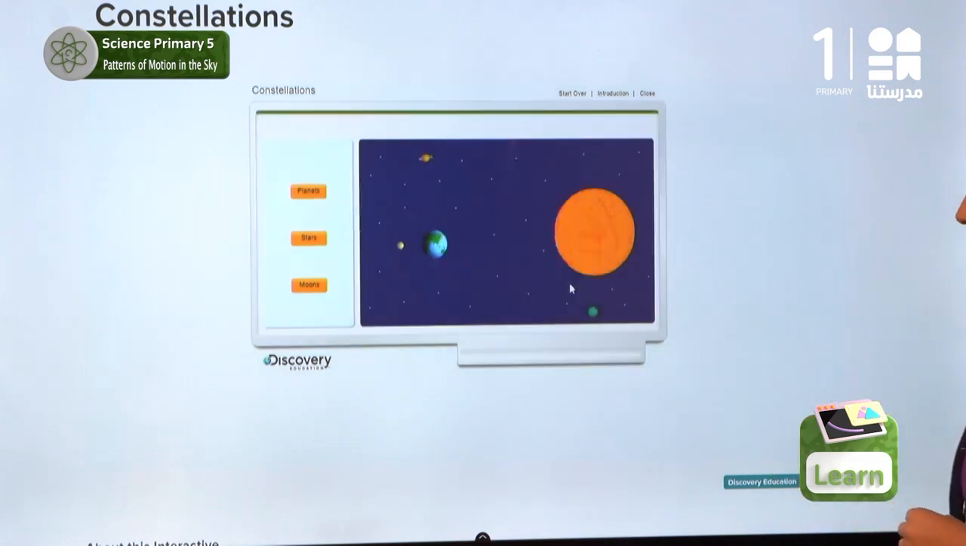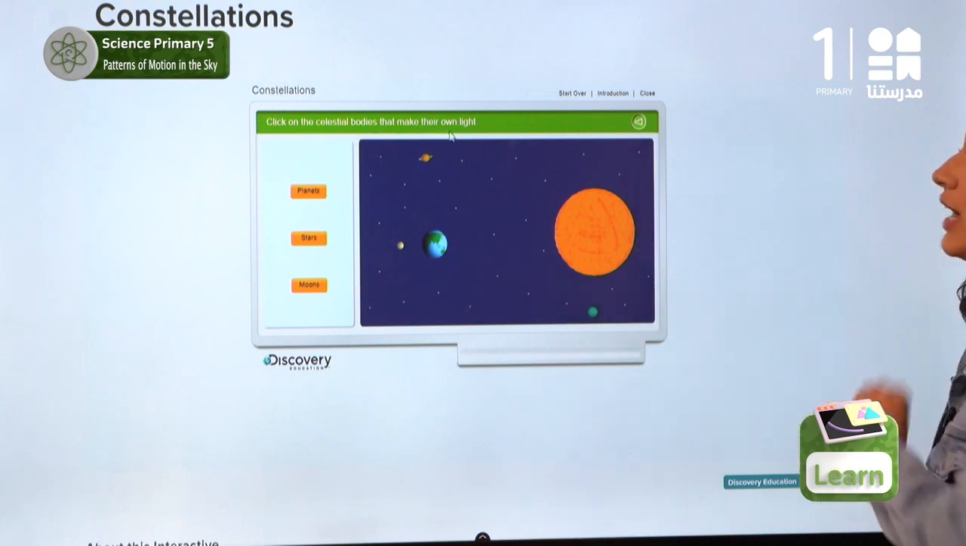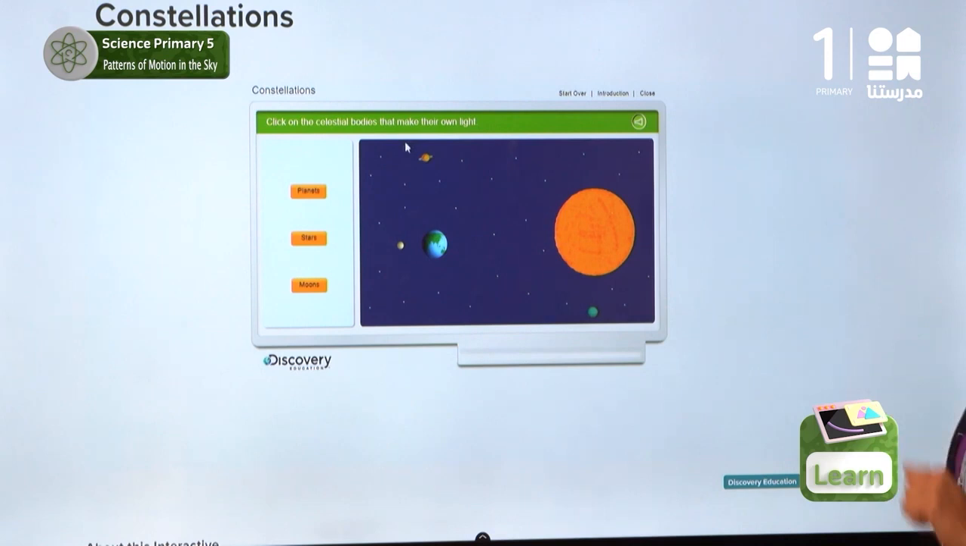Let's continue. So, what we need to do here is to click on the celestial bodies that make their own light. Now, let's try to remember together. We have here planets, stars, and moons. Now, we have here a common factor between planets and moons. What are they? They are originally rocks.